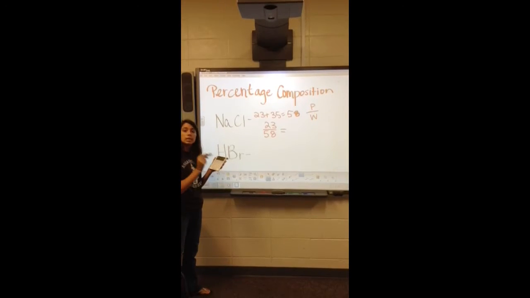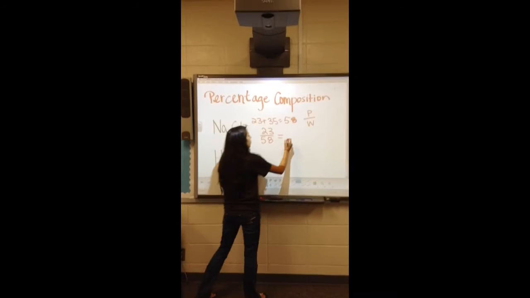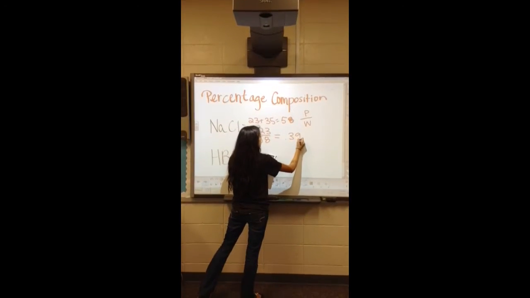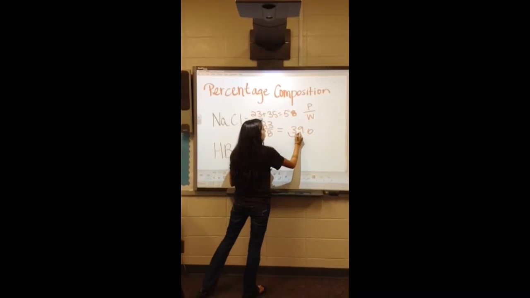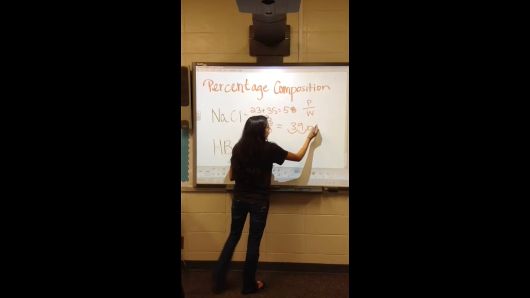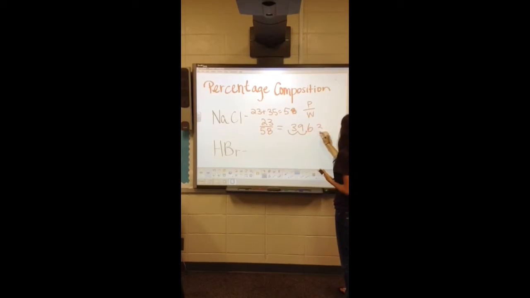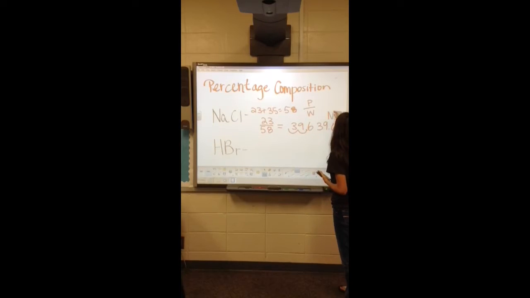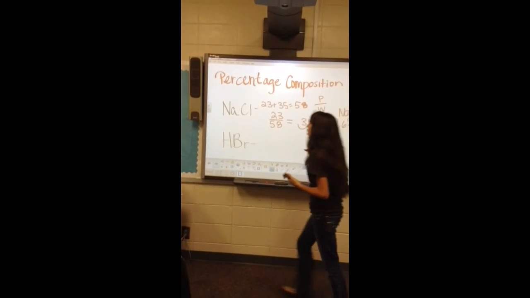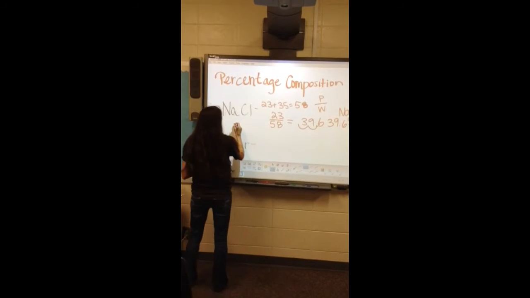But when you're doing a percent, what do you have to do? Move it over 2 places. Yes, so if you have 0.396, you move 1, 2. So then you're going to have 39.6% of Na.